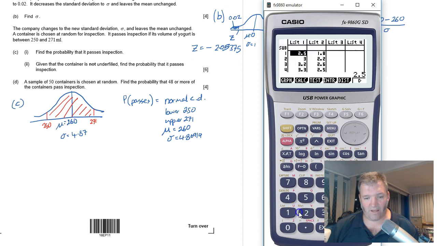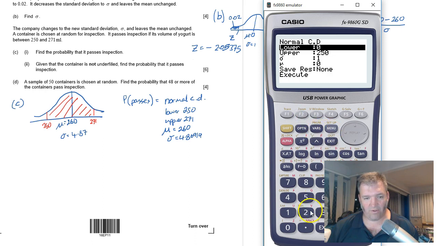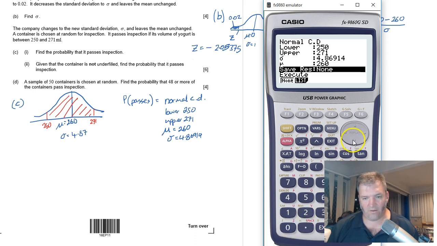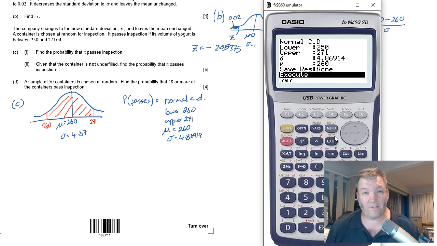So we are back into stat mode. Distribution. Normal distribution. It's a cumulative distribution. The lower limit is 250. The upper limit, 271. Standard deviation, 4.86914. And our mean is still 260. Execute that. What are you thinking? What's it going to be?